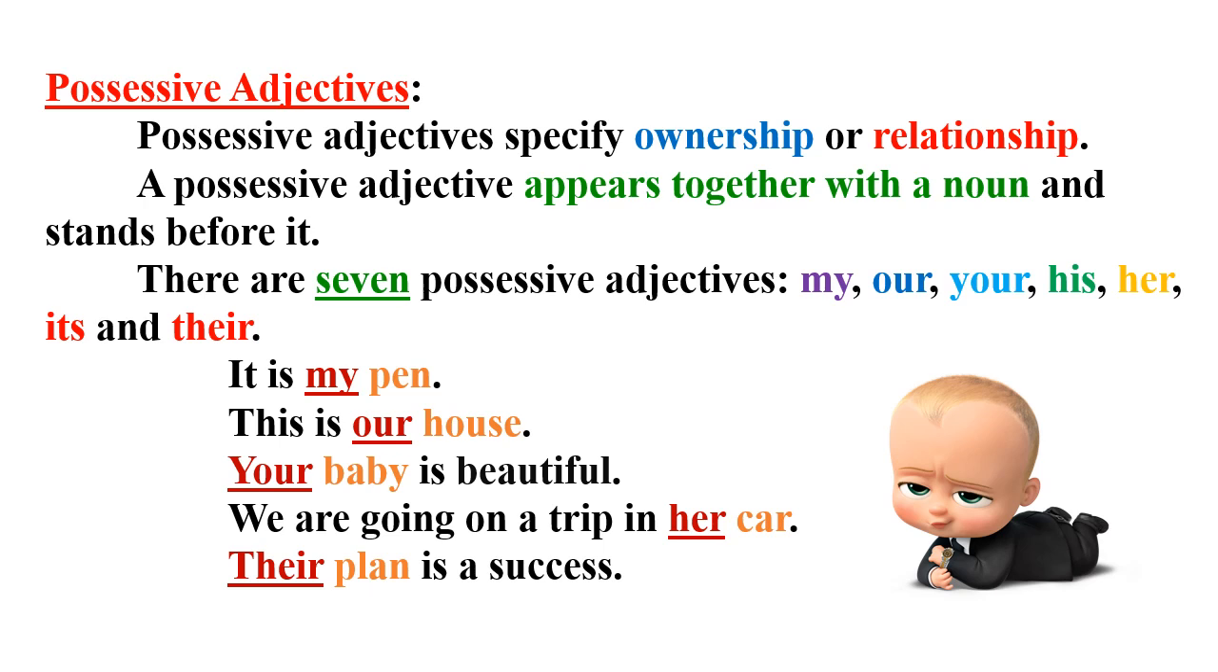Their plan is a success. Here, the possessive adjective their appears before the noun plan to show that the plan was made by them. It helps us understand that the plan is theirs.